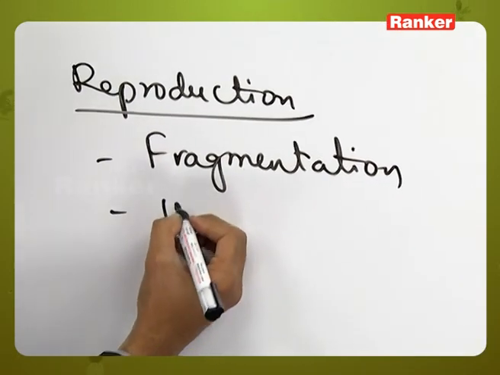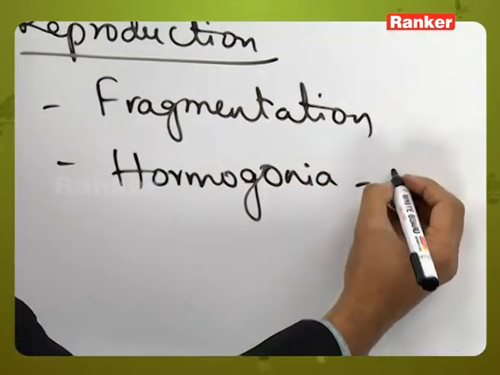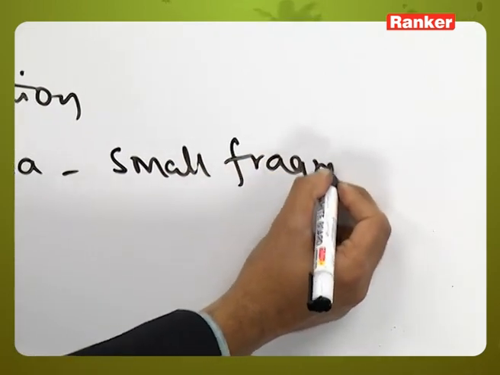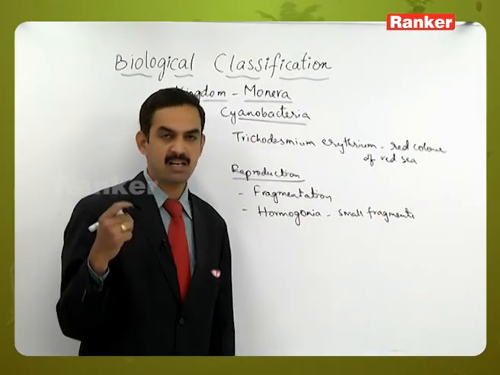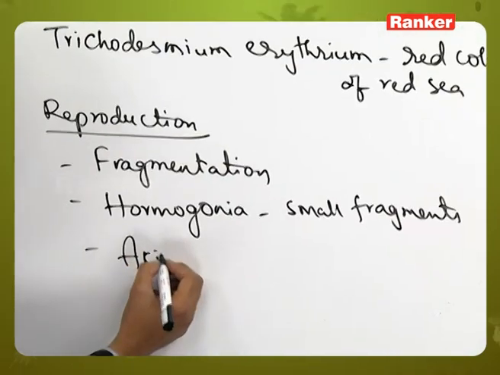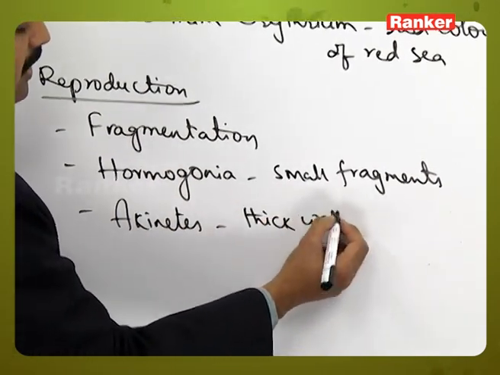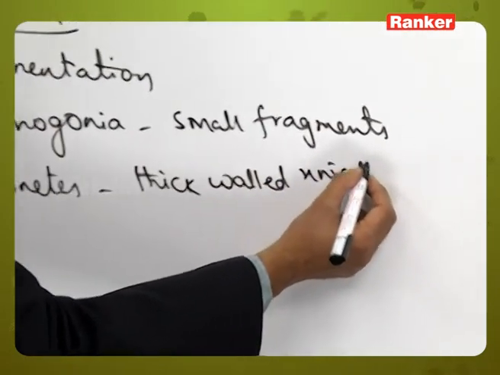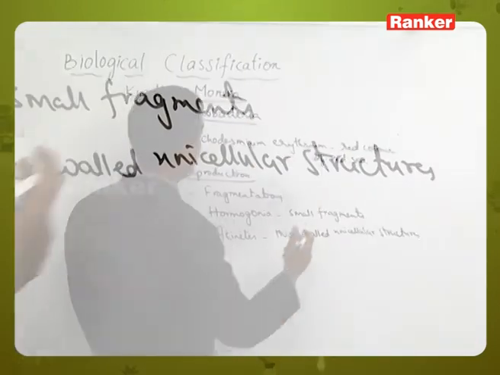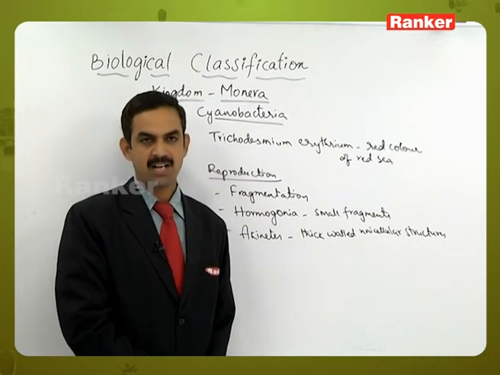Apart from that, they form small structures called hormogonia. Hormogonia are the special small fragments which have been produced by them. These fragments will separate and grow into individual ones. Apart from this, they produce akinetes. Akinetes are the special structures which are thick walled unicellular structures. Likewise, these are the various methods of reproduction carried out by cyanobacteria members.